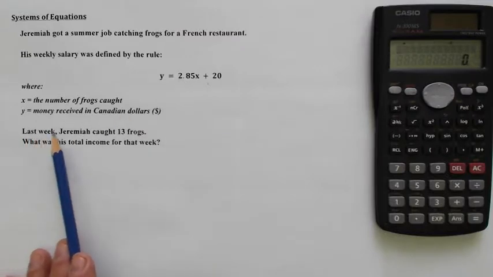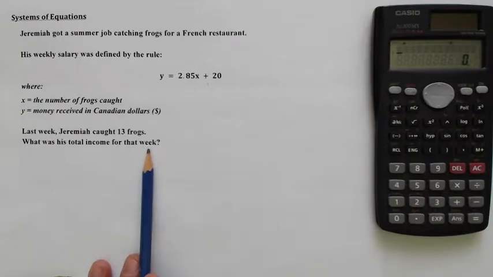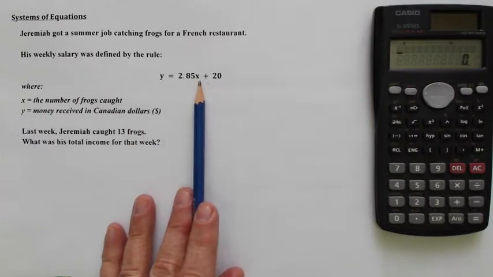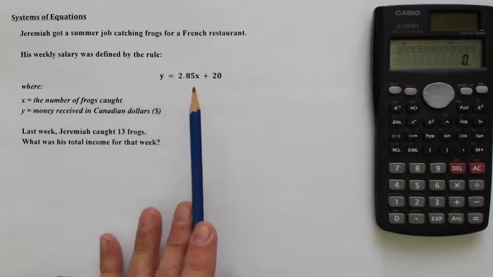And this is the interesting piece of information here. Last week, Jeremiah caught 13 frogs. What was his total income for that week? Well, a lot of you might think right away, wow, it's easy, right? X is 13, and go ahead and solve the question. And you're not wrong. There's nothing stopping you from doing that.